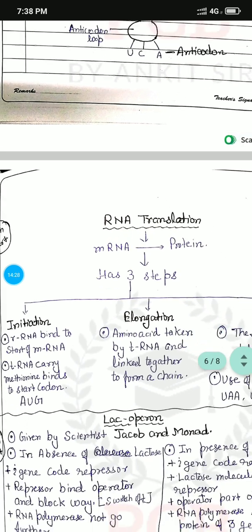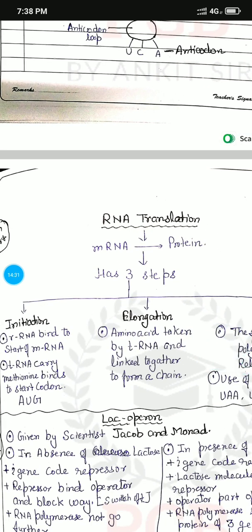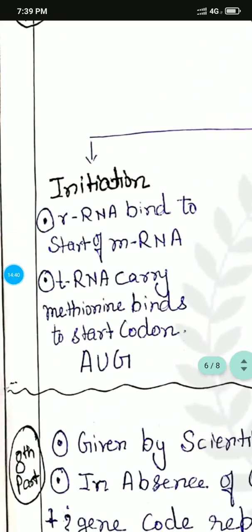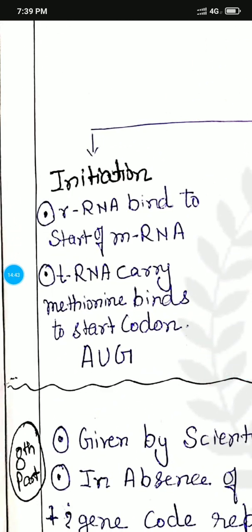Now the next one is translation. Not so big, but also not so small. The mRNA which is formed is now used to make the protein with the help of rRNA, and it takes 3 steps. Step number 1 is initiation. The rRNA binds to the mRNA and starts at the start point of the mRNA, and the tRNA carries the methionine. As you see, the start codon binds the methionine, Met. So methionine binds to the start codon AUG.